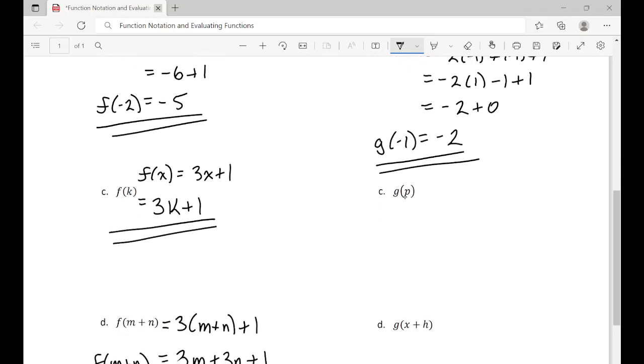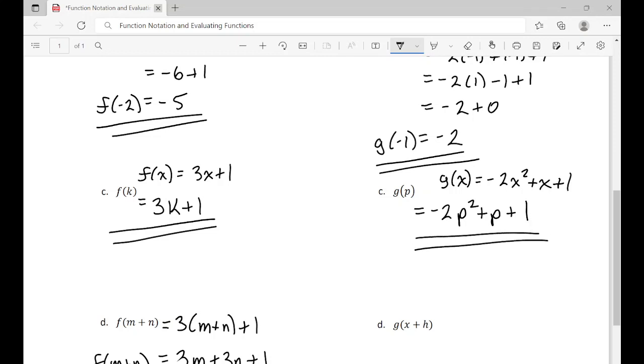Again, if we have a letter inside the parentheses, we're just going to change it out. So let me write it up here, since it's kind of off screen. g of x is negative 2x squared plus x plus 1. And so wherever there's an x, we're going to replace it with p, because that's what's inside the parentheses. So we're going to get negative 2p squared plus p plus 1. No like terms to combine. So we're done.